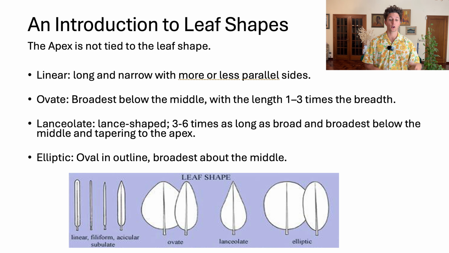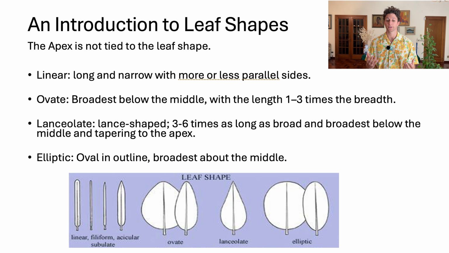The linear leaves are long and narrow with more or less parallel sides. There's a little bit of variation between these, and sometimes you can even have leaves that are terete, which means round. But generally speaking, linear are very narrow leaves and keep the same width for the entirety of the leaf, for the most part. The next one are ovate leaves. Ovate are broadest below the middle of the leaf, with the length being 1 to 3 times the breadth of the leaf. So as you can see, they usually have quite a round base and then narrow out to the top.